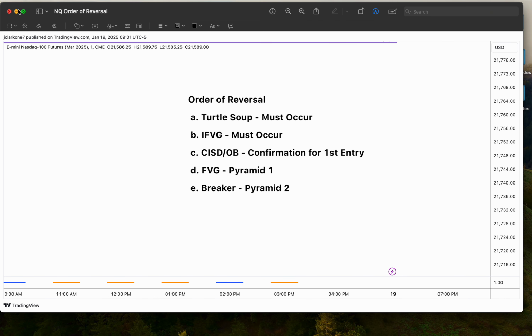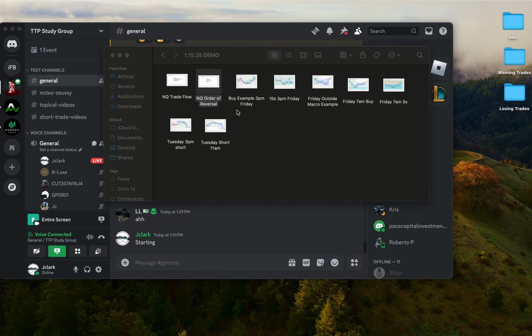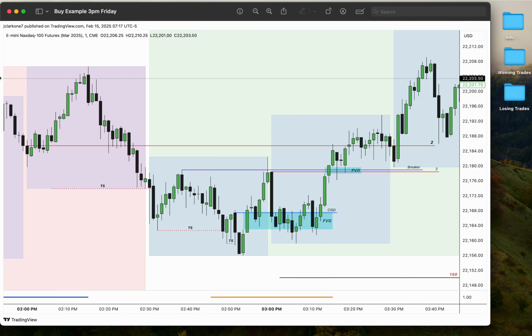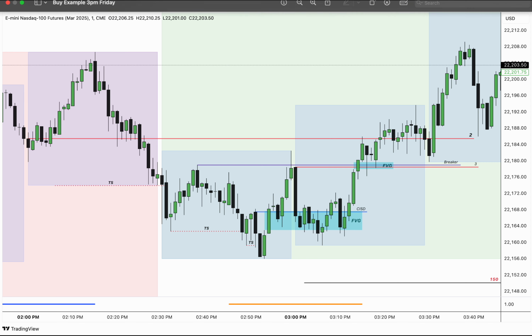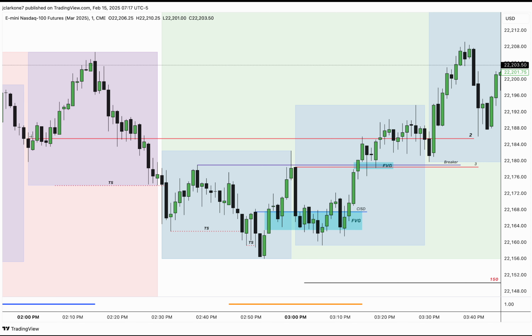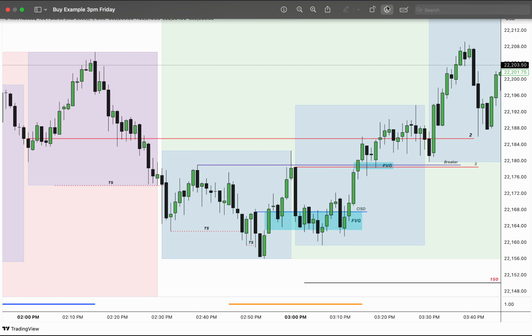Okay. All right, I'm going to move on to some examples. So we'll just do this week. I have a few from this week, so we'll start here. This is Friday, 3 p.m. So let me bring up a drawing tool. It helps me here.